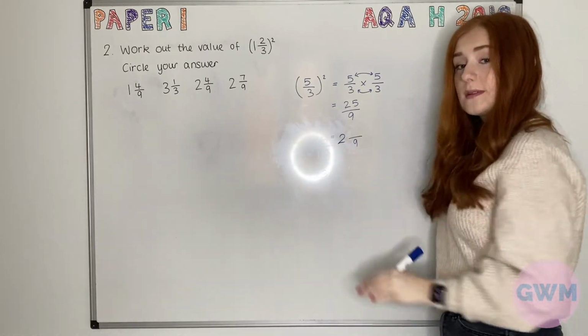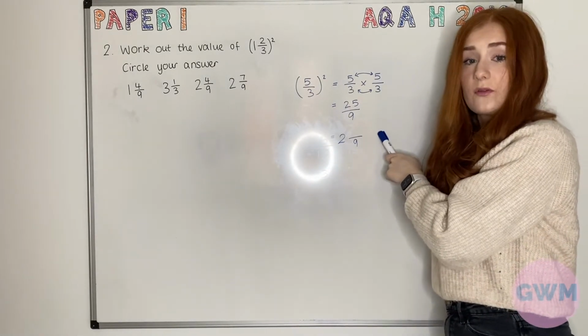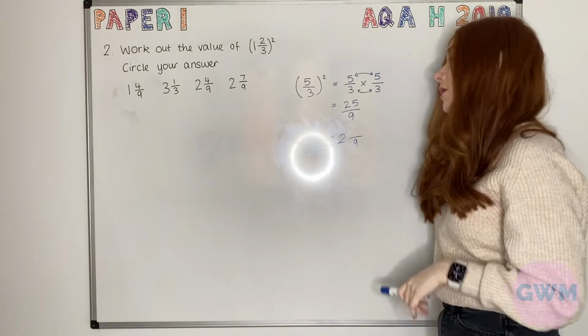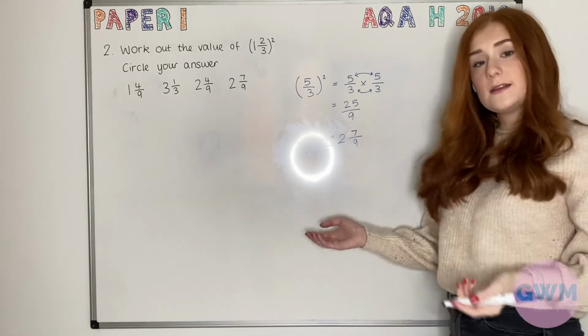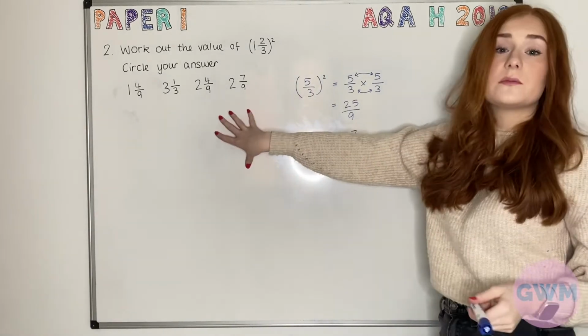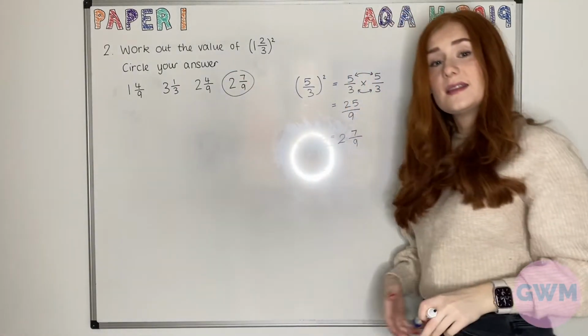9 times 2 is 18. We just need the difference between 25 and 18 for the remainder that goes on top of our fraction. 25 minus 18 is 7. And there's our answer. Now we go back over to our multiple choice and see if the answer's there, which it is. We give that a circle, and that's question 2.